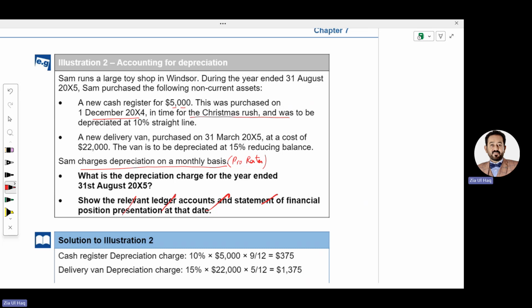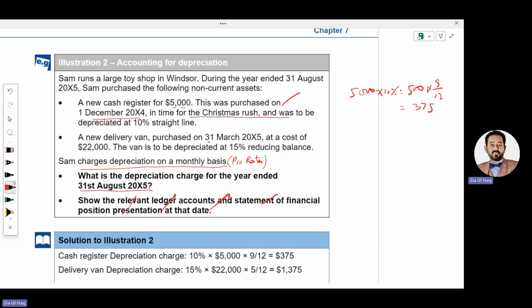So 31st August is the year end. Straight line method, 10% is the rate. So 5,000 at 10% will be 500, and he purchased on 1st December 20x4. This means this year, 31st August 20x5, will start from 1st September 20x4. You purchased on 1st December, so September, October, November, 3 months gone, used for 9 months. How much? 375. So 375 is the depreciation for this.